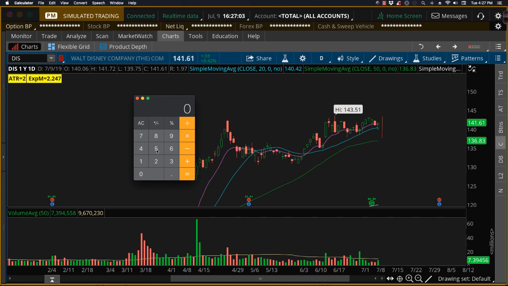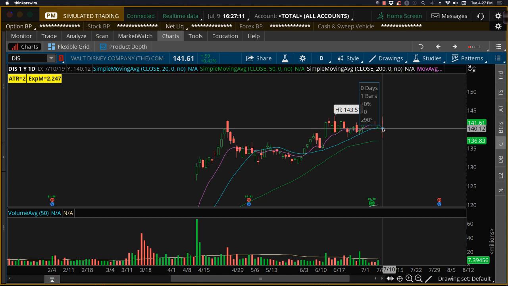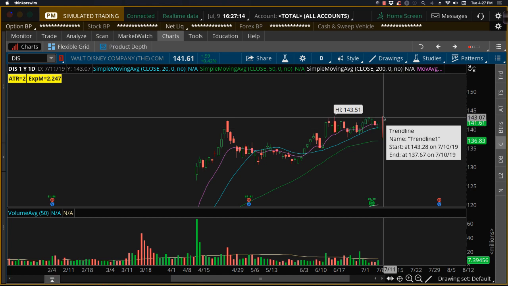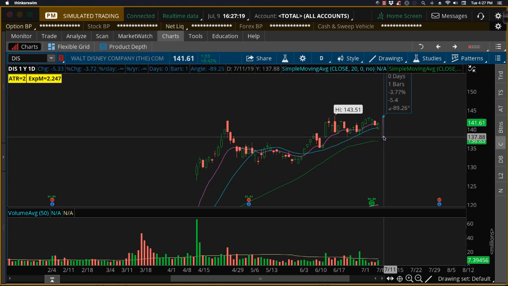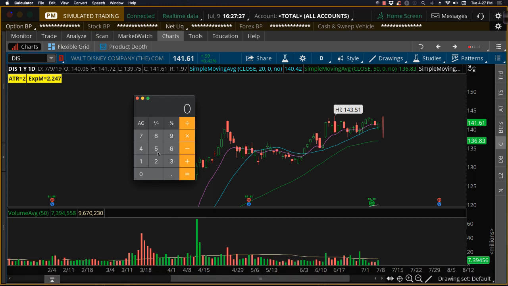So if we were to take that, let me double check that measurement one more time. What did we say? We said measurement from 143.28 down to 137.60. That was 5.68. There you go. So $500 risk divided by 5.68 points, and it gives me the little decimal point, 0.88. So I can do 88 shares.